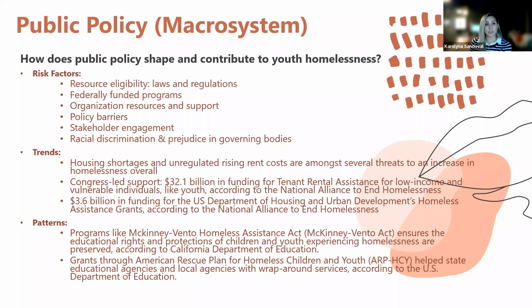And then additionally, $3.6 billion in funding for the U.S. Department of Housing and Urban Development's homeless assistance grants. And this is also according to the National Alliance to End Homelessness. Both of these bills have been proposed by Congress and would aid in some way to end or address some of the risk factors associated with homelessness. And then lastly, I found programs like the McKinney-Vento Homeless Assistance Act, which ensures that educational rights and protections of children and youth experiencing homelessness are preserved.